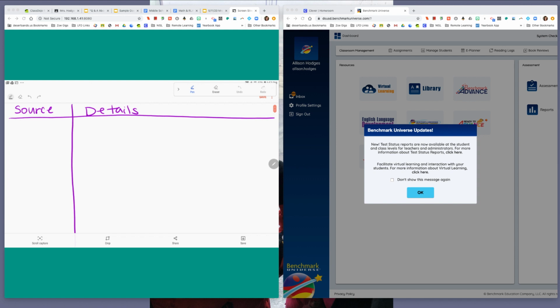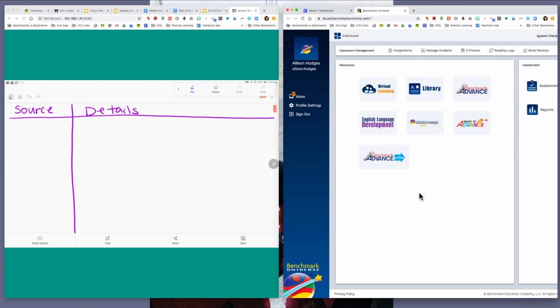Perfect, it worked. Okay, so I have my notes on one side of the screen and I have Benchmark on the other because this text that we're going to be using, we did not have a chance to get the actual textbook. So for this learning this week and next week, we're going to need to make sure we know how to get to our book digitally. So I'm going to go ahead and make sure we all know how to do that.